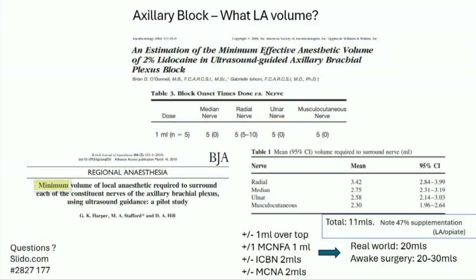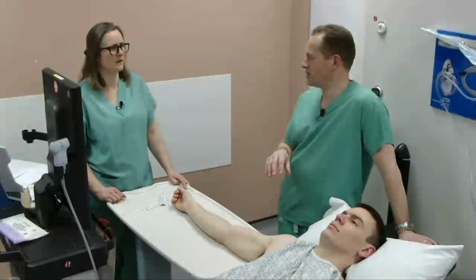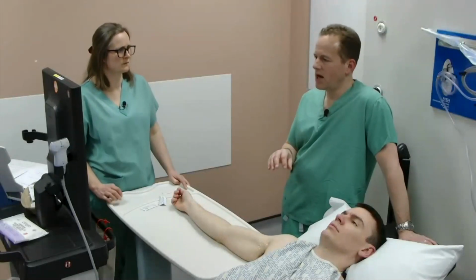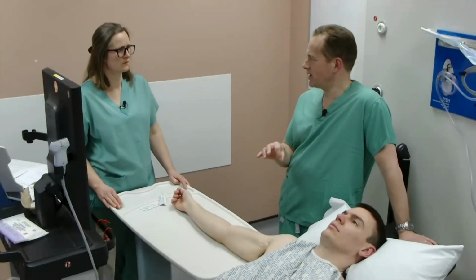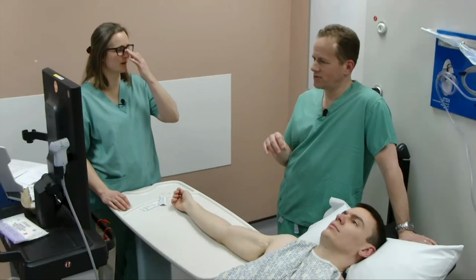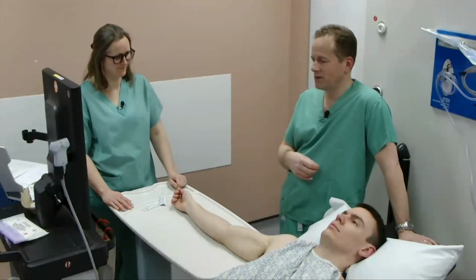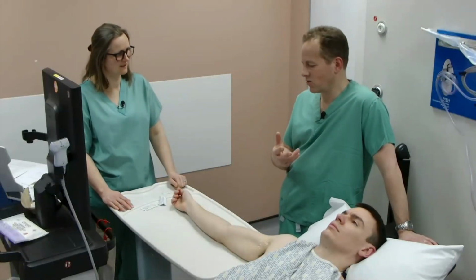Again, it will depend on patient weight, and the real challenges are the sort of 50 kilo patient where you've not got a lot of volume. But those nerves all still need surrounding, and they all still take 1 to 2 to 3 mils to surround. So you end up quite stretched.